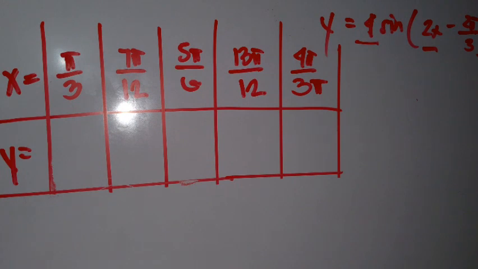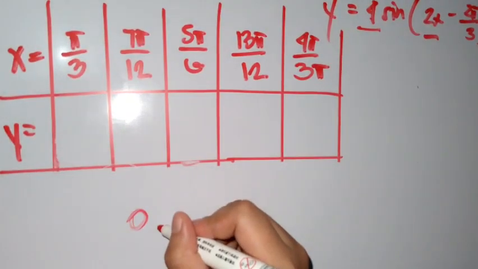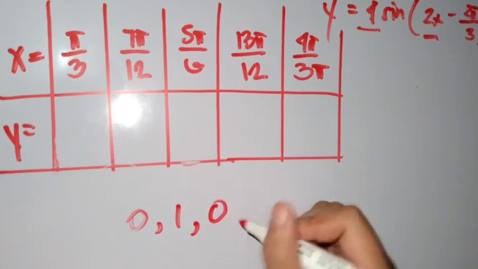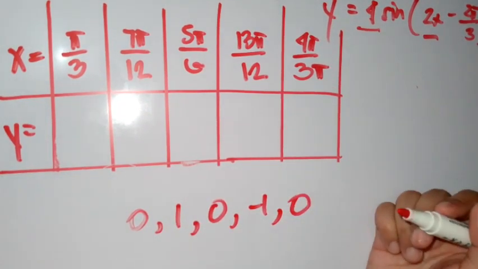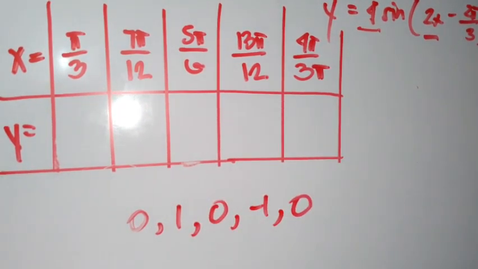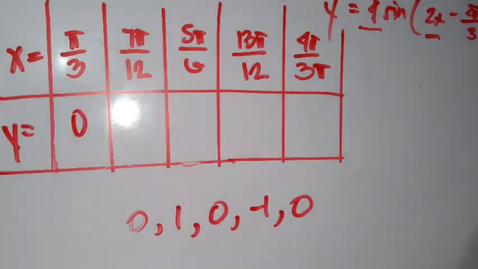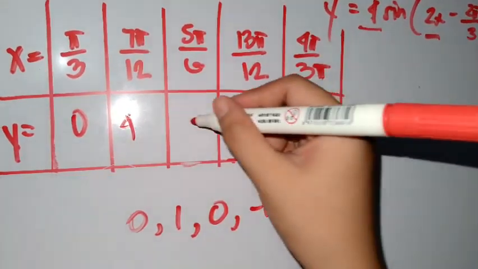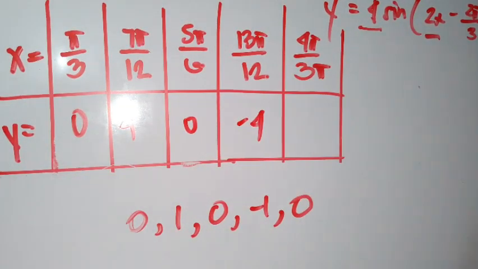So if you remember again the ranging form of y, we have 0, 1, 0, negative 1, and 0. Since our amplitude is 4, we only need to multiply it to the ranging form of y value. So we have 4 multiplied by 0 is 0, multiplied by 1 is 4, multiplied by 0 is 0, multiplied by negative 1 is negative 4, and 4 multiplied by 0 is 0.